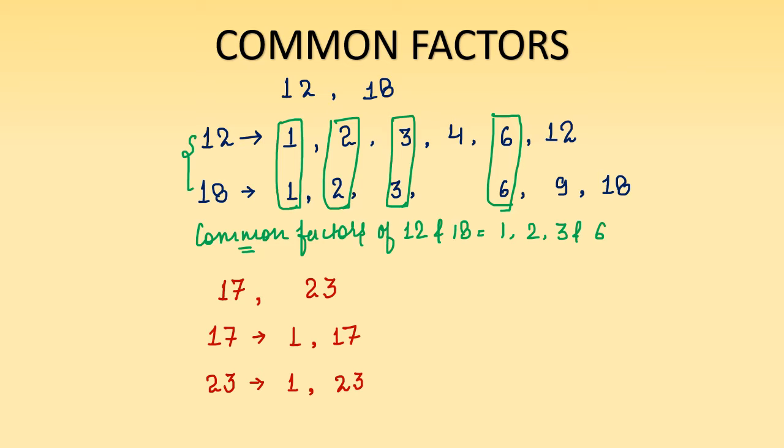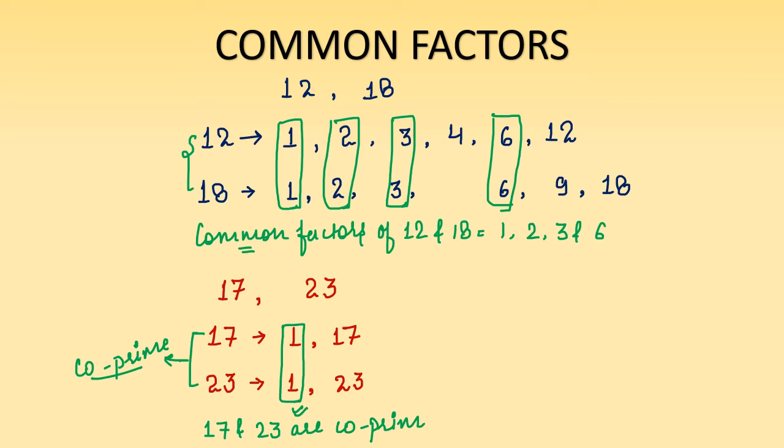Now here you can see that the only common factor is 1. There is no other number which is common in the factors of 17 and 23. Such numbers which have only 1 as their common factor are called co-prime numbers. So we can say 17 and 23 are co-prime numbers.